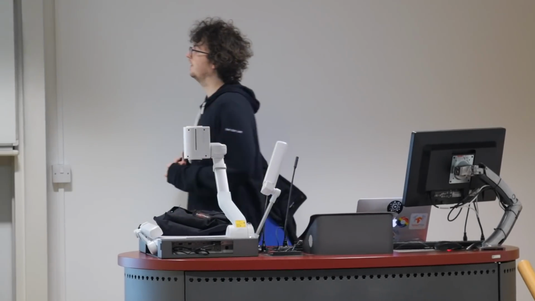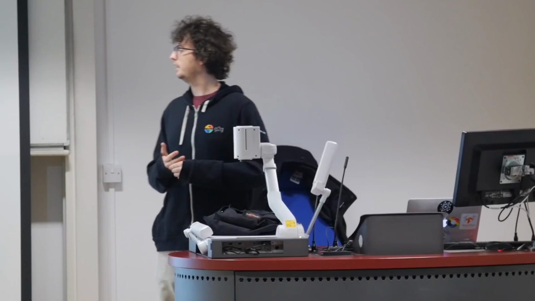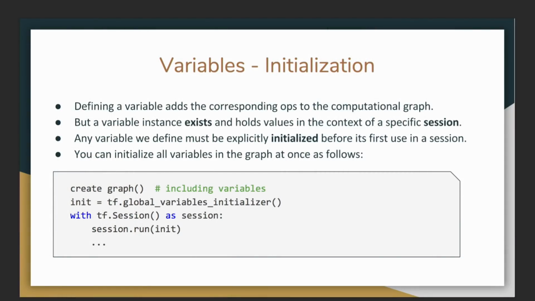One thing you need to remember is that before using a variable in a session, you need to explicitly initialize it. You can do it manually, but there are also shortcuts to initialize all the variables in your computational graph, and this is an example. Suppose you have some function, create graph, that defines your big computational graph, and this includes the creation of some variables. Then you can create an op with the TF global variable initializer that, when executed, initializes all the variables inside your graph at once. And then once you have done that, you can go on and use these variables in order to perform your computation.